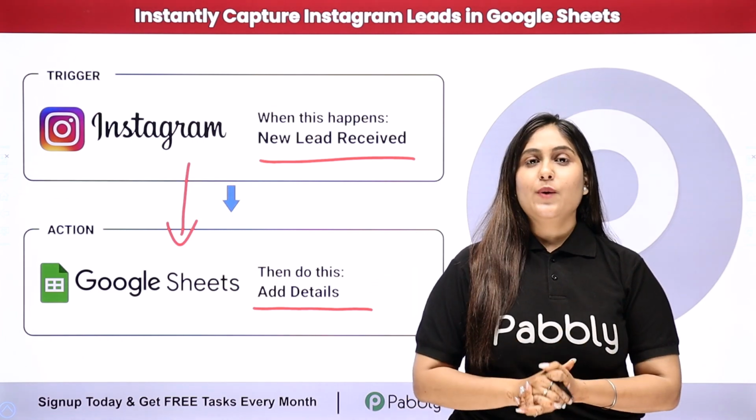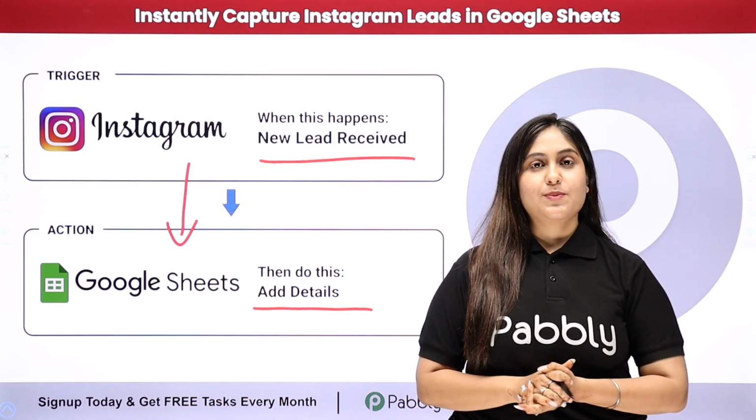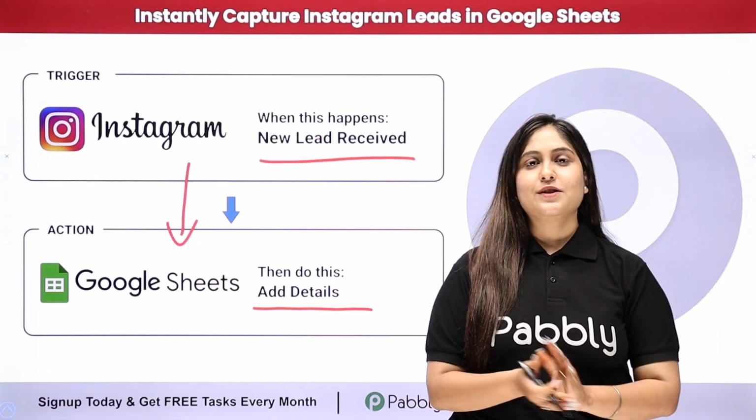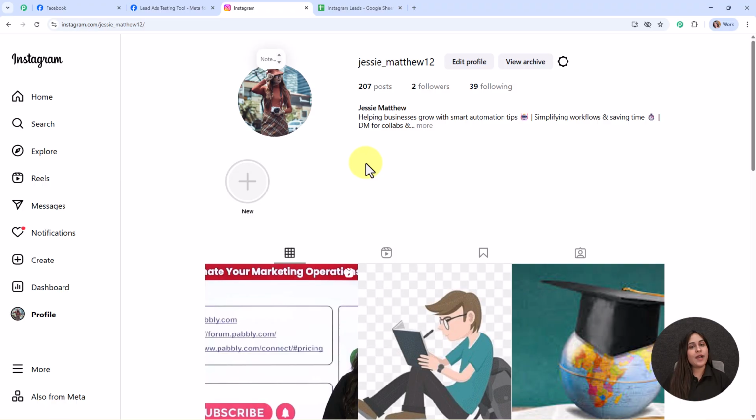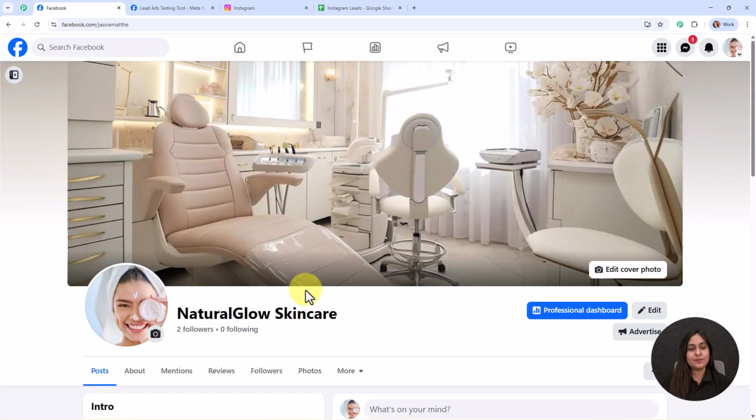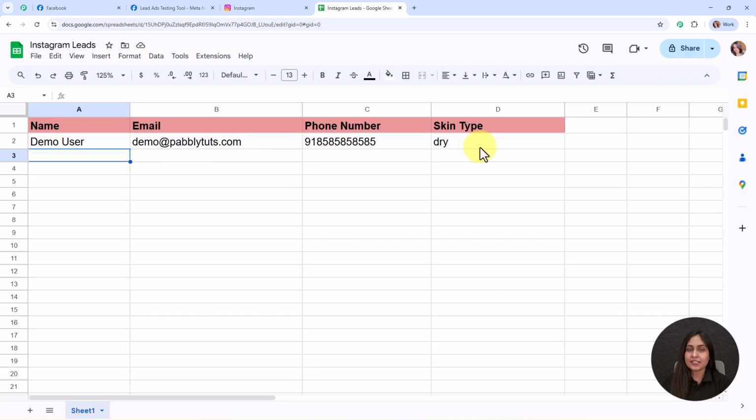So now here to see the working of this automation and to learn this process step by step, let me take you all to my screen. Welcome to my screen. So here on my screen you can see my Instagram account where I'm running some Instagram lead ad, and I've also connected my Instagram account with my Facebook page named Natural Glow Skin Care. So now basically here my objective is as soon as I receive a new lead through my Instagram lead ad, then automatically I want to add that lead detail in my Google Sheets as a new row.